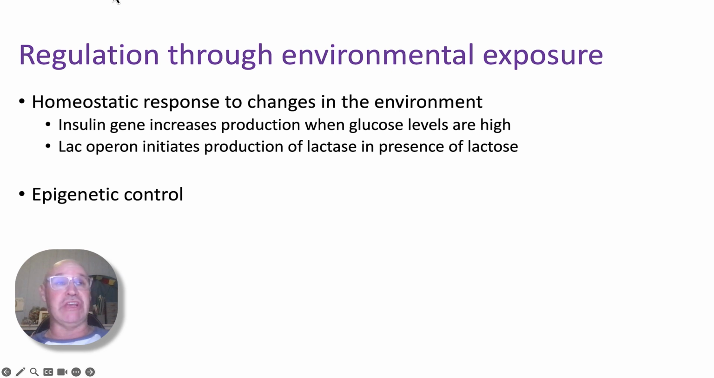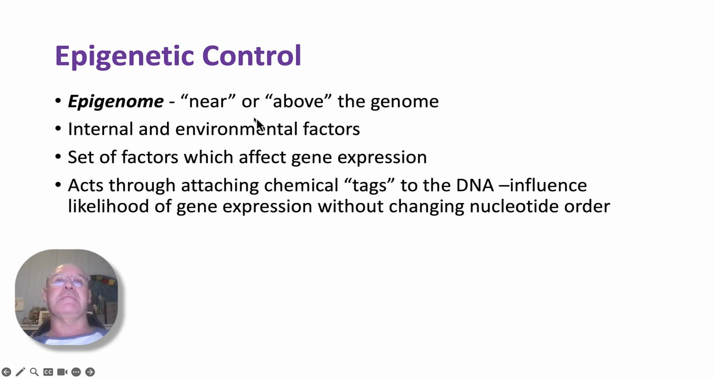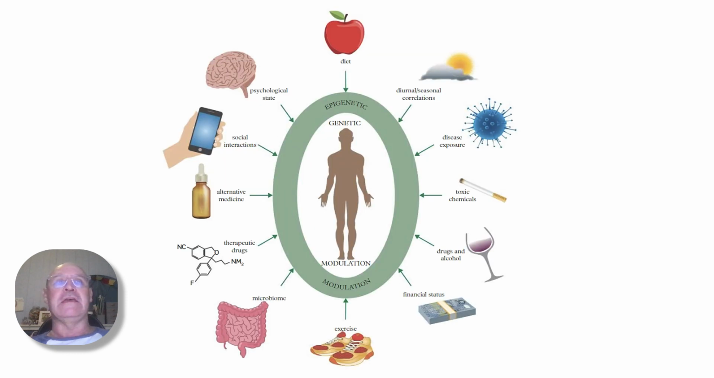So another way in which gene expression can be regulated is through epigenetic control. So epigenetic means near or above the genome. So we have a number of internal and external environmental factors that can actually influence the expression of a gene without changing the nucleotide order. They add chemical tags to the DNA, and it influences which genes are expressed and how much they're expressed without actually changing the genome.